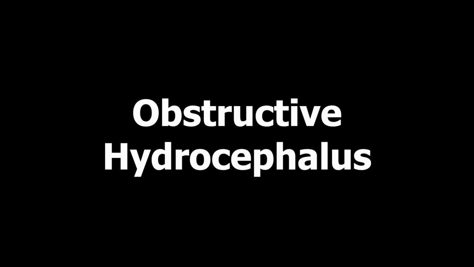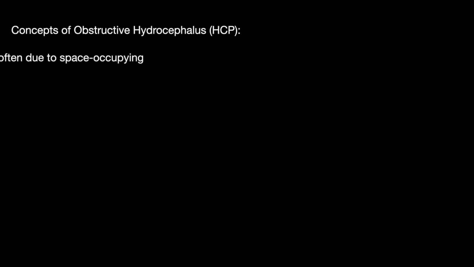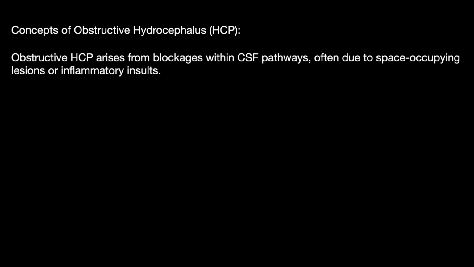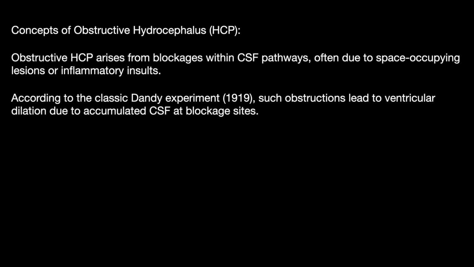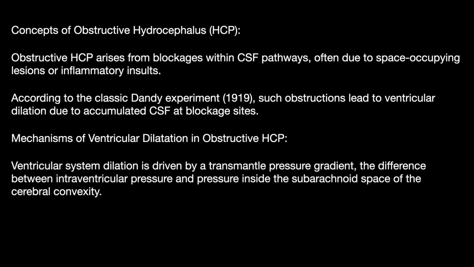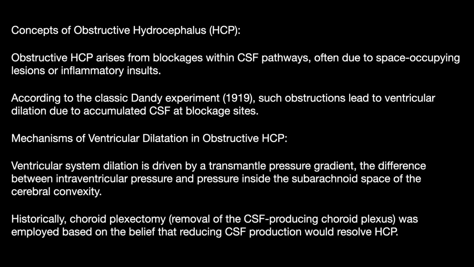The next is obstructive hydrocephalus, where you actually have a block in the circulation because of some kind of space occupying lesion or inflammation. According to the classic Dandy experiment, obstructions lead to ventricular dilatation because of accumulation of the CSF at the blockage site. Now, ventricular system dilatation is driven by the transmantle pressure gradient, the difference between the intraventricular pressure and the pressure inside the subarachnoid space of the cortical convexities.